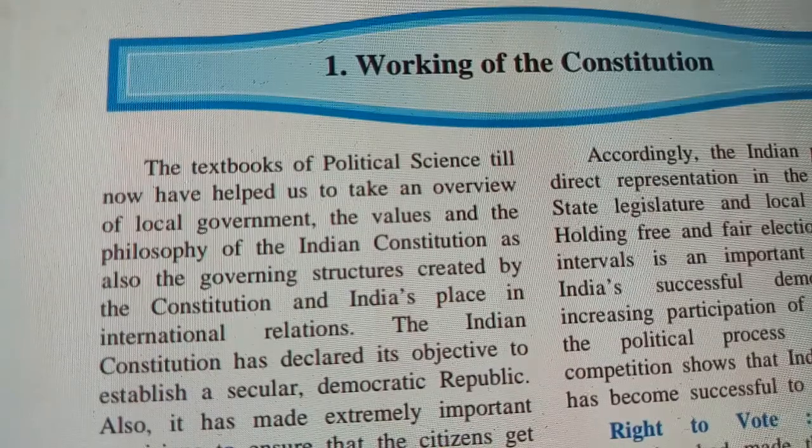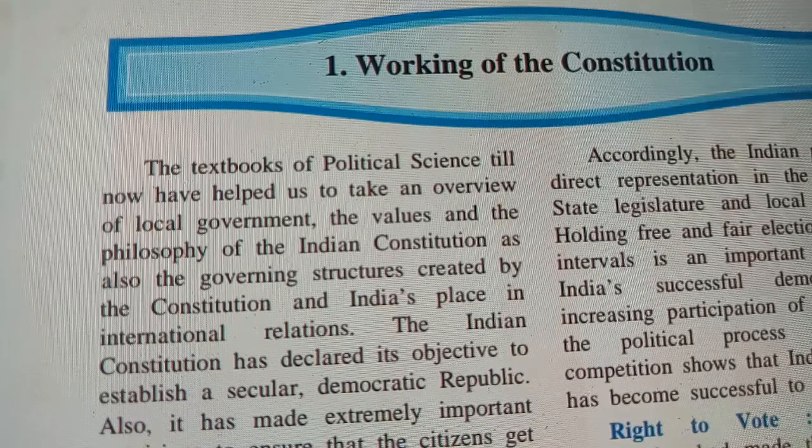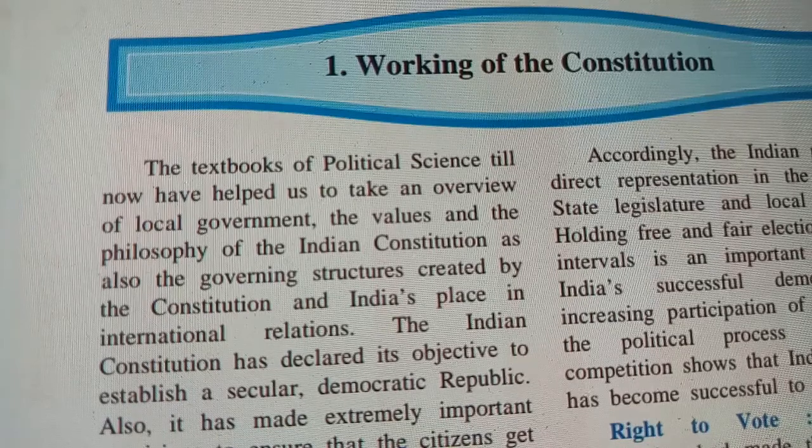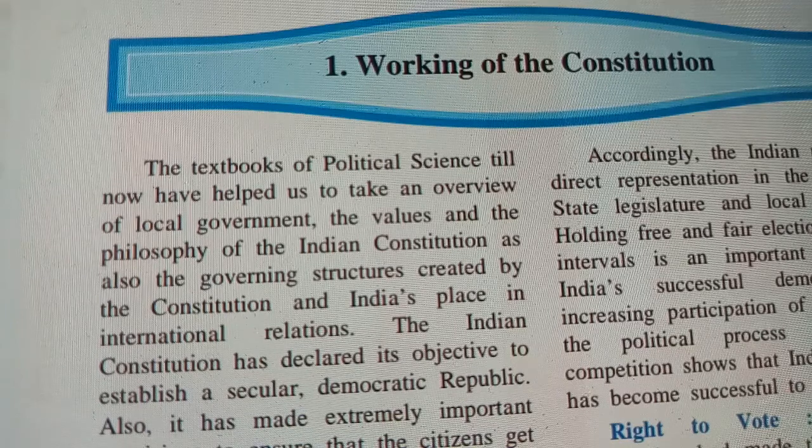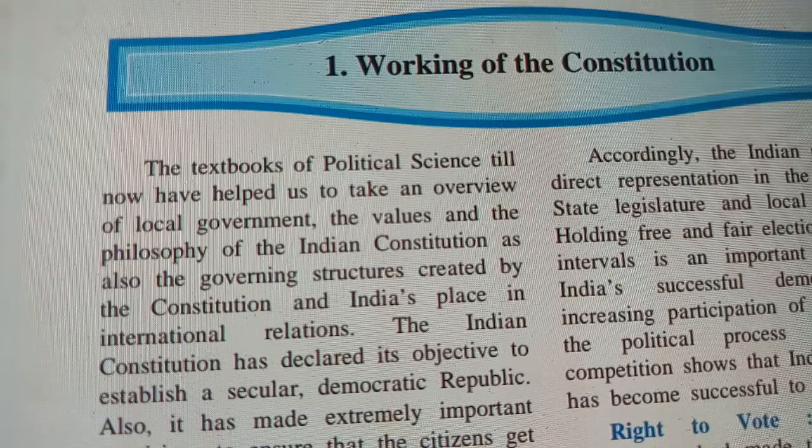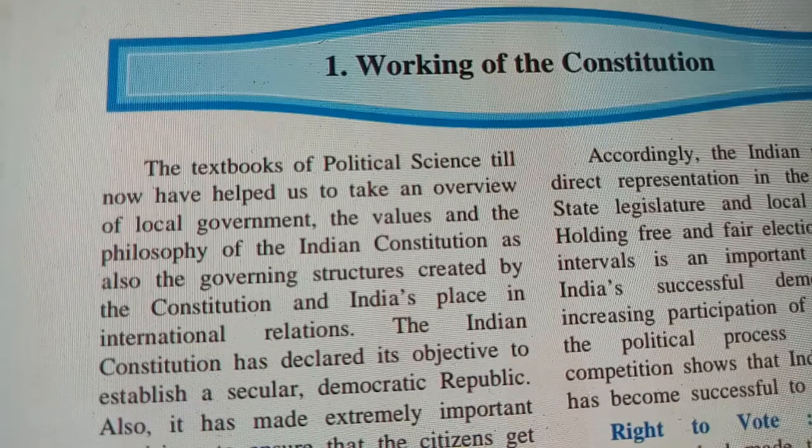Today we are going to discuss the working of the constitution. So welcome to the first chapter of political science in 10th Maharashtra State Board. In this chapter we are going to study how a government works, what the different features of our constitution are, what laws are made by our constitution, and how our constitution ensures social justice, how we are getting social justice in our country, how we have democracy in our country, and what is the role of the judiciary.